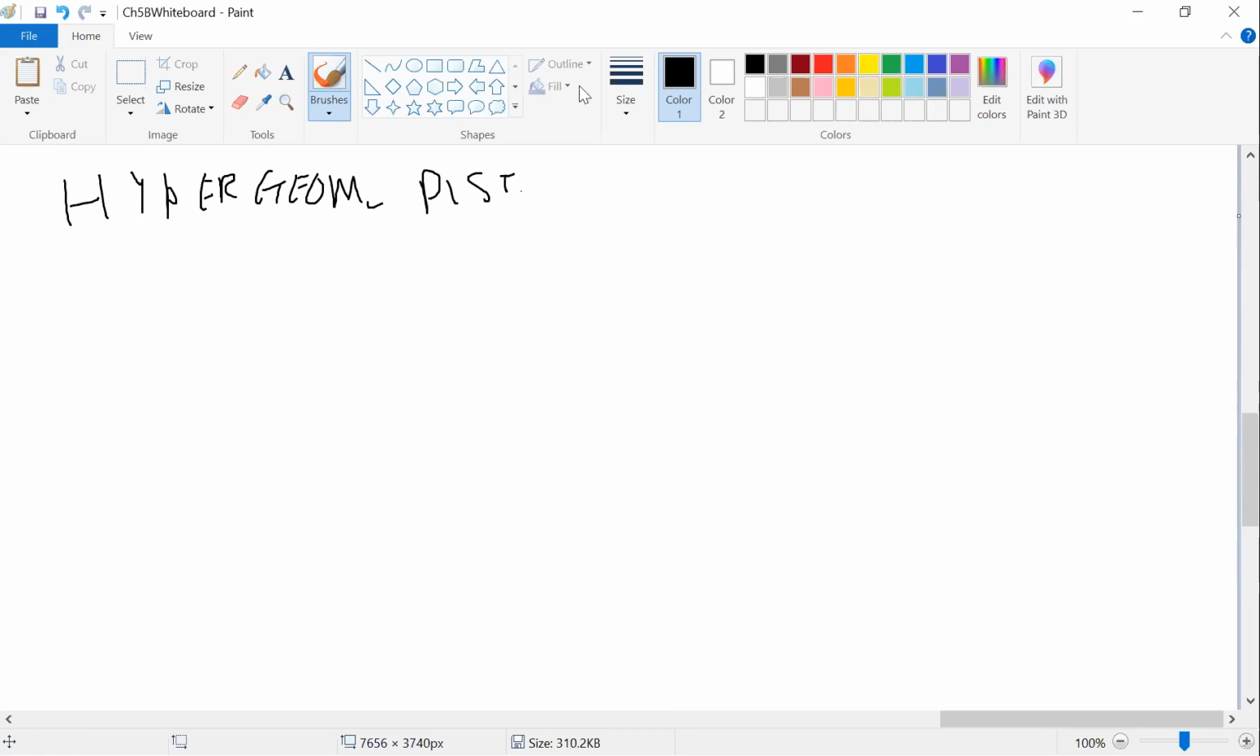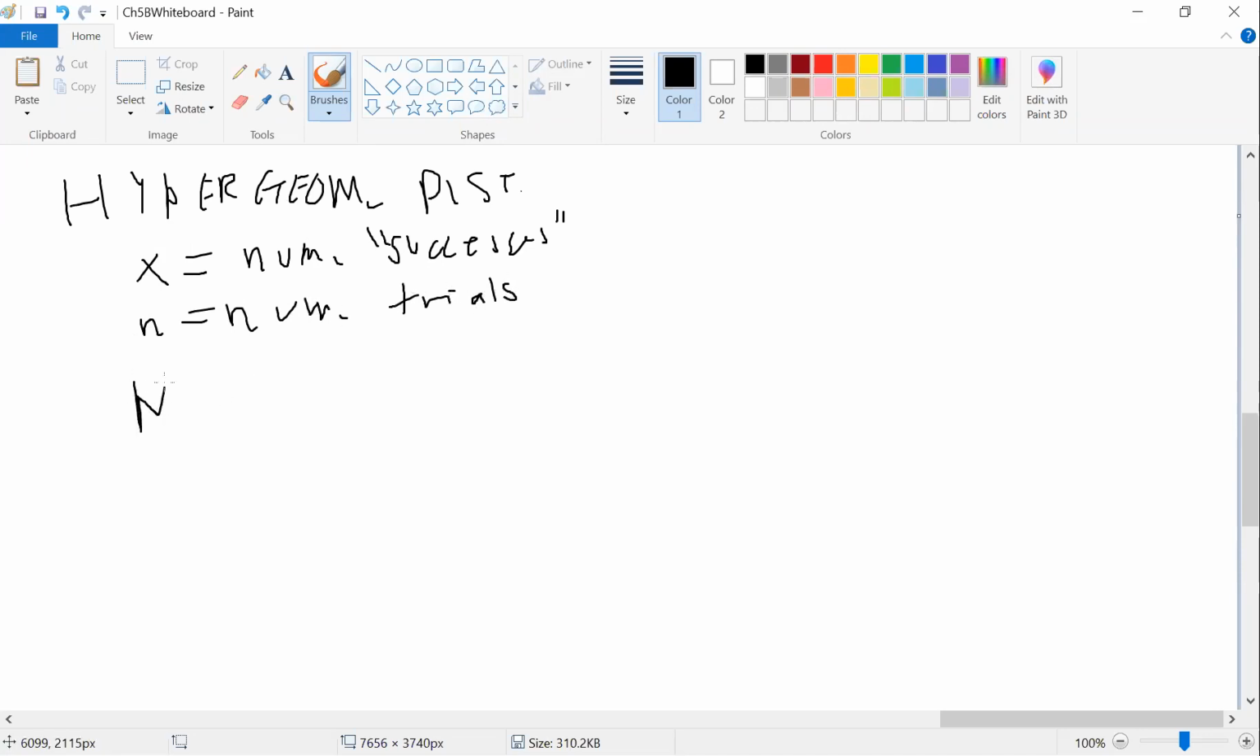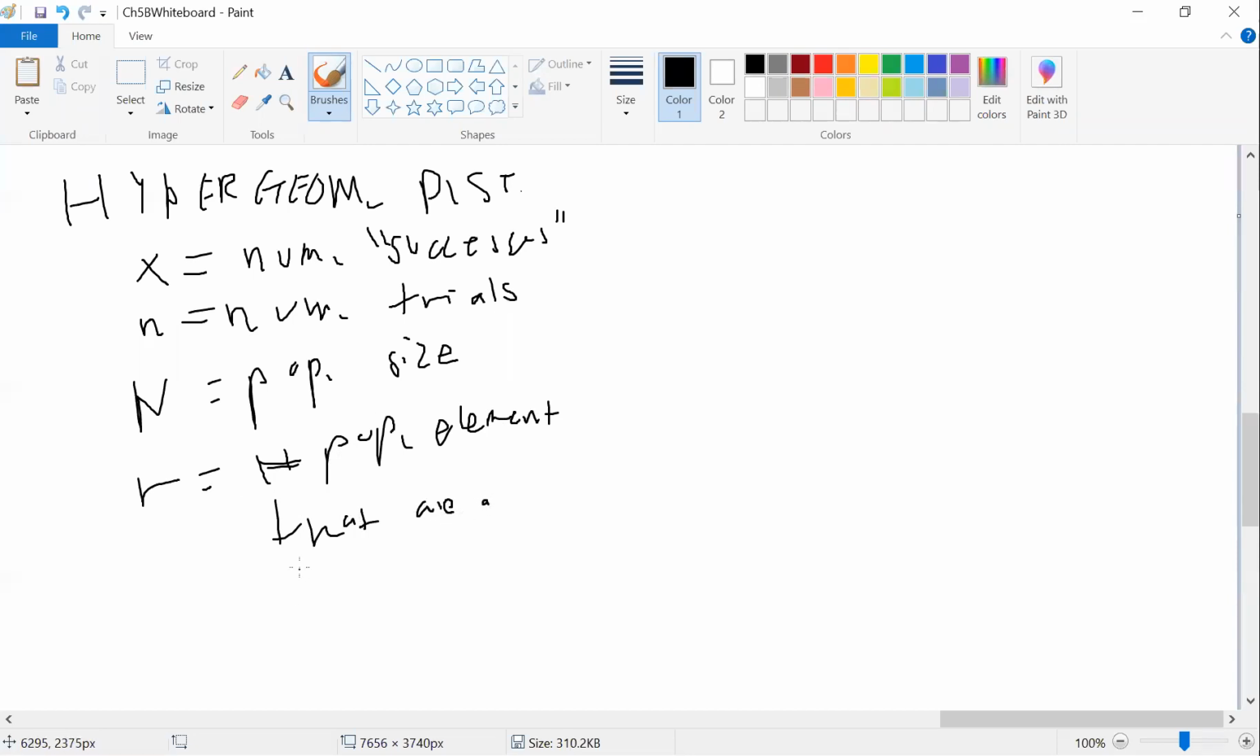Before I even write the formula, I'm going to tell you what the letters mean in advance. In this case, X is equal to the number of successes. Lowercase n is equal to the number of trials. Capital N is our population size. And R is the number of population elements that are a success.